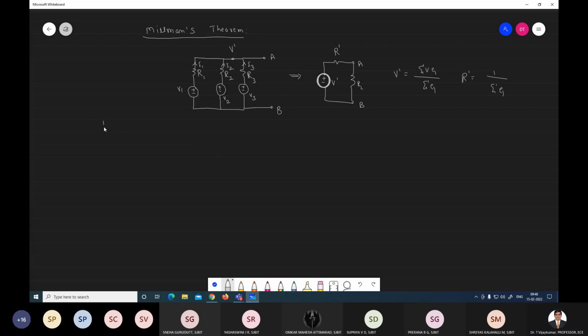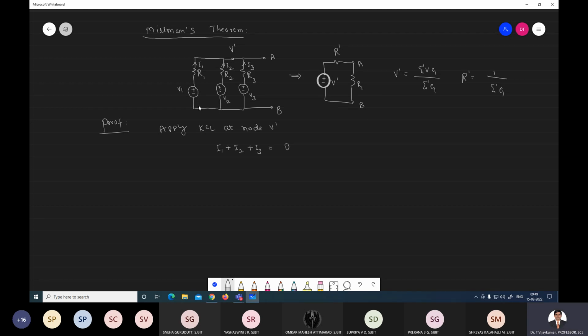So the proof. What is the proof for this circuit? Consider the node. Apply KCL, Kirchhoff's current law, at node V dash. Kirchhoff's current law is based on current: the algebraic sum of the currents meeting at a point is equal to 0. Therefore I1 plus I2 plus I3 is equal to 0.